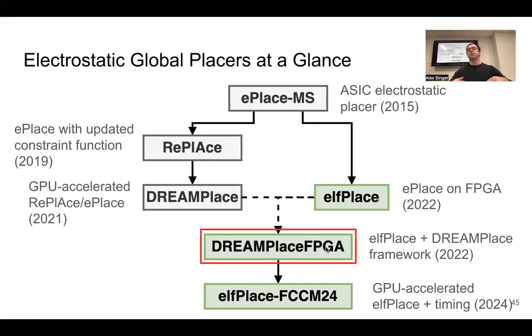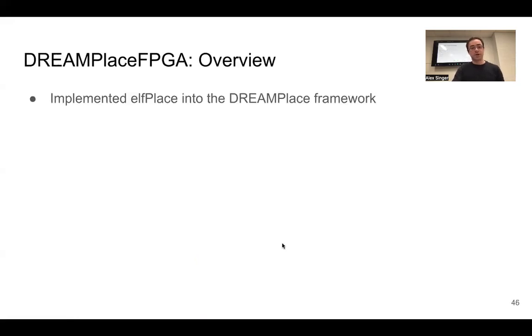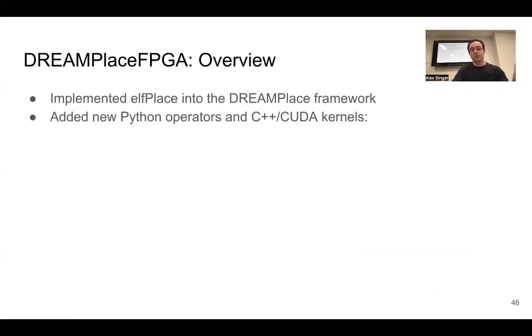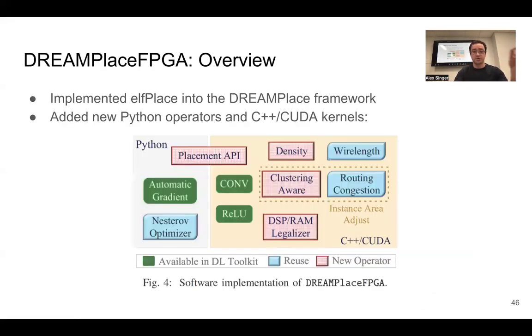They put elfPlace into the DREAMPlace framework and use the GPU kernels they've already written from elfPlace to put it into DREAMPlace FPGA. So the DREAMPlace FPGA overview is that they implemented elfPlace into the DREAMPlace framework by taking their GPU accelerated kernels and adding them as ops into the PyTorch framework. They added new PyTorch operators and C++ CUDA kernels, and they have this really handy picture from the paper which says exactly what they did. So they added a new placement API to make it easier to work with.